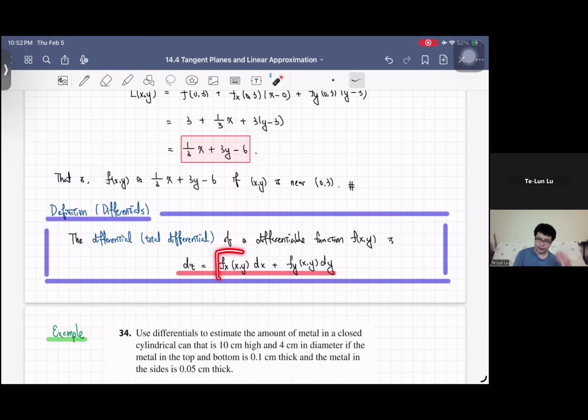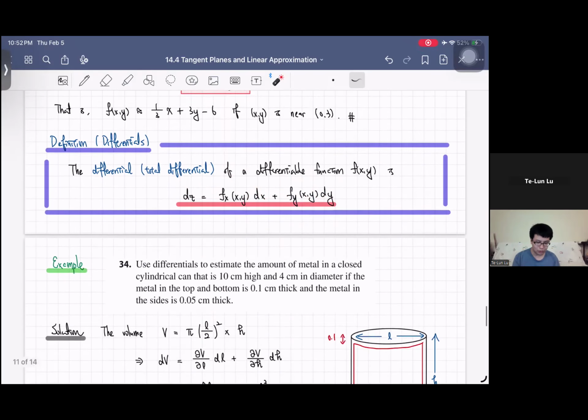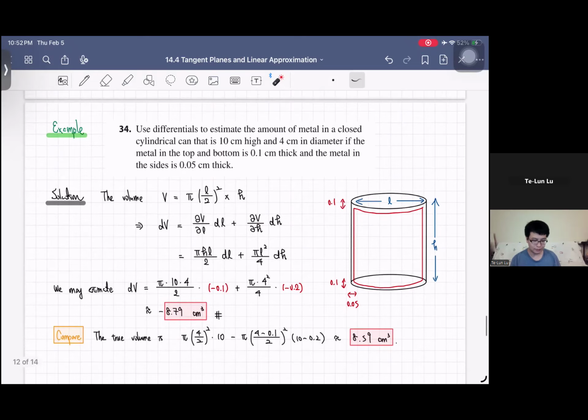So this is the slope along x, and this is the difference of x, and this is the slope along y, this is the difference of y. So in some sense, we're simply using the tangent plane to approximate the difference between 2 points on the surface, right? Let us go to an example. It will make more sense.